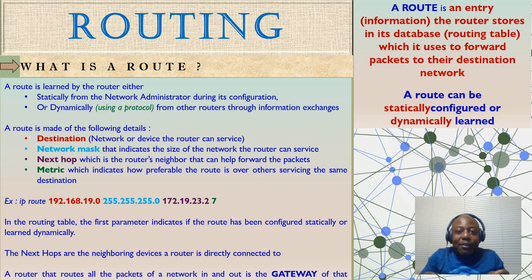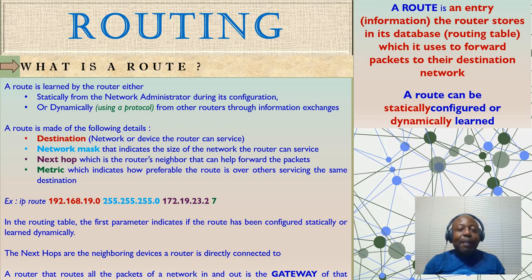And for that, we need to know who we send the packet to. The router needs to know to whom the packet has to be sent. That's what we call the next hop. And the metric is the believability of the route. Is that route the best one, the best way to get there? That's the metric. And the smaller it is, the better the route is.